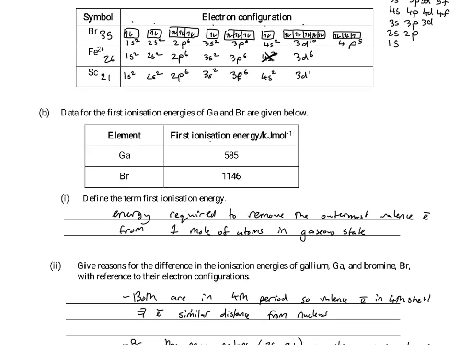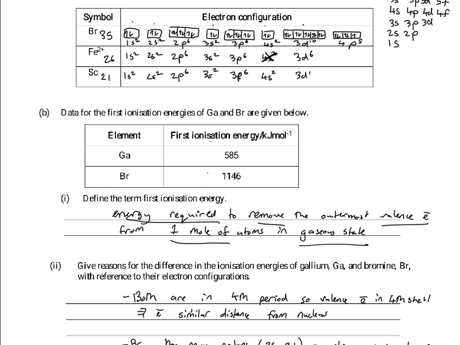You can see that bromine has a higher ionization energy than gallium. So the first thing you need to do is define the term first ionization energy. So what it is, it's the energy required to remove the outermost valence electron from 1 mole of atoms in a gaseous state. And you have to get across certain things in your answer. You have to get energy required to remove, you have to get valence electron, you have to specify 1 mole of atoms, and you have to specify gaseous state. And if you miss any of those, then chances are you're not going to get the mark for the definition.